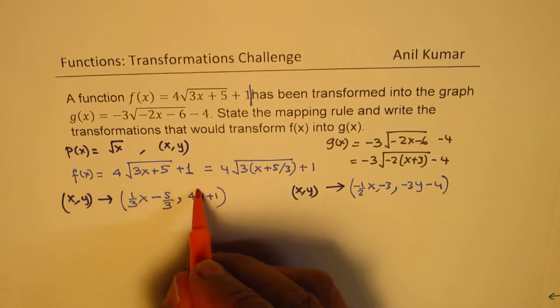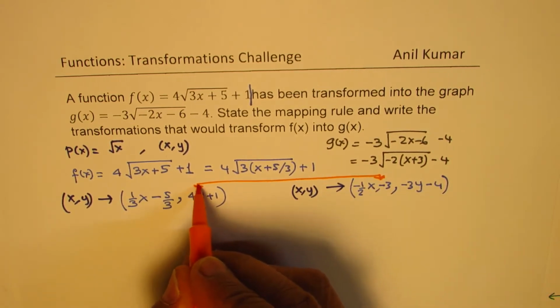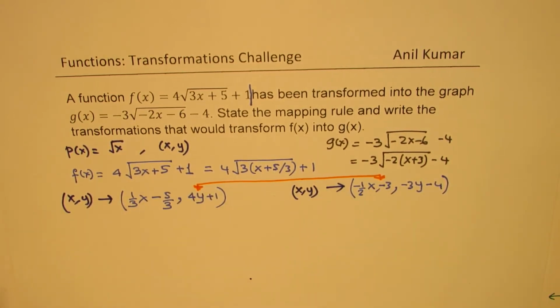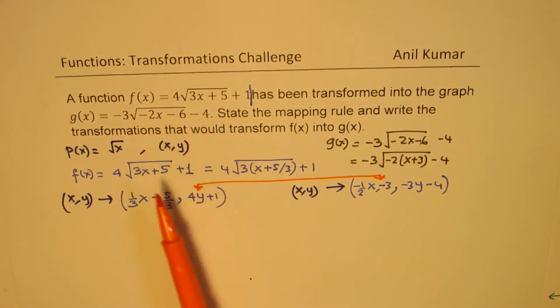Now since we have a common base, we can compare these two. Does it make sense to you? So first and foremost is to relate both the functions with the parent function and then talk about transformation. Is that point clear? Okay. Now let's begin with the vertical and horizontal part separately. So let's talk about horizontal first.